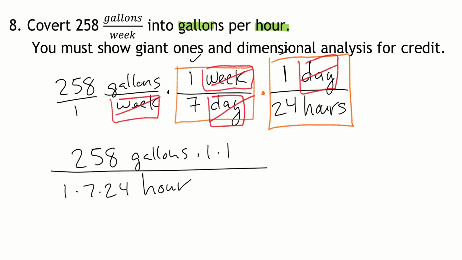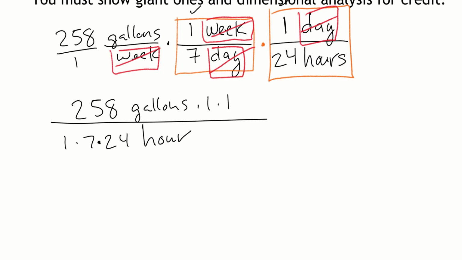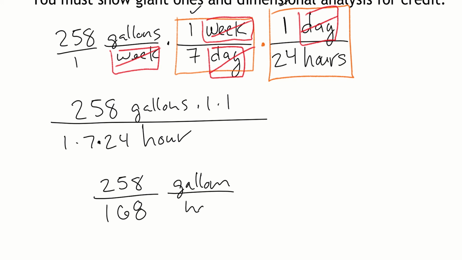But I've got to figure out the numerical part. So in my calculator, I need to multiply 7 times 24 because I'm feeling tired. 7 times 24 ends up being 168. So what we have here is 258 divided by 168, and these are gallons per hour. And let's go ahead and just convert this to a decimal approximation. So 258 divided by 168, and I'm just going to take it to 2 decimal places. So I'm going to write 1.54 gallons per hour.